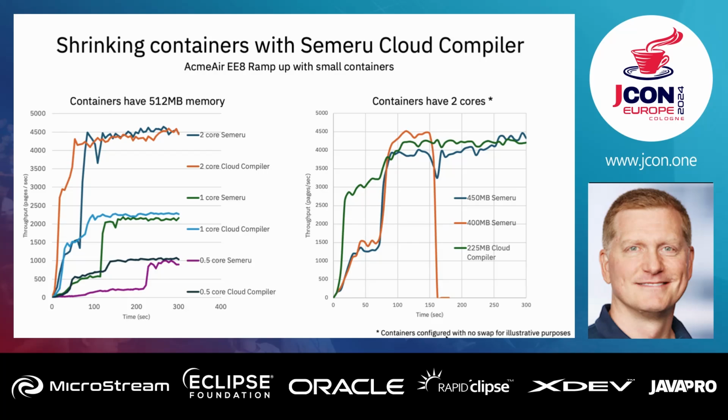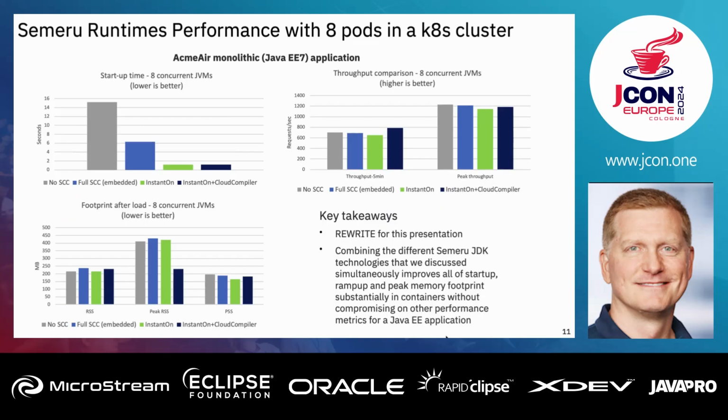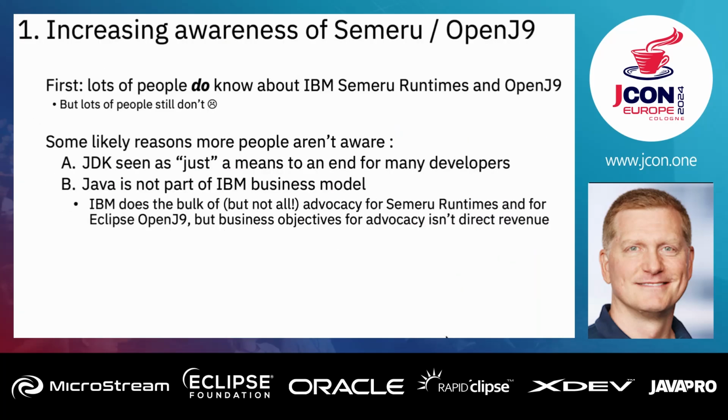So the cloud compiler helps you ramp up more effectively, even when your container is really, really small, like only 1 CPU, only 225 megs of memory. That's a pretty small container to run an EE benchmark in, and it's handling load, obviously. And I'm not going to spend too much time here because I've probably already spent too much time on this section. The overall performance of these things, we take it very seriously. We look at all of these things at the same time.